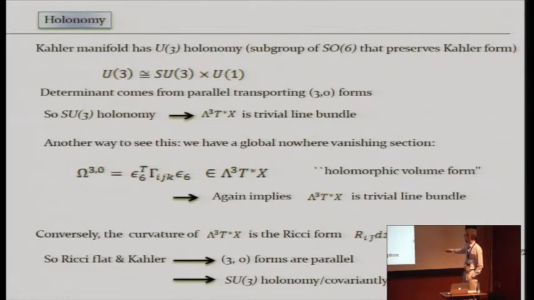Okay, but that means that curvature vanishes means that 3,0 forms are parallel. And that 3,0 form is transformed under this U1 holonomy. So this U1 holonomy is trivial, therefore we have SU3 holonomy, and therefore we have a covariantly constant spinor. So the converse is also true. Not only does SU3 holonomy or covariantly constant spinor imply Ricci flat and Kähler, but conversely Ricci flat and Kähler implies SU3 holonomy and covariantly constant spinor.